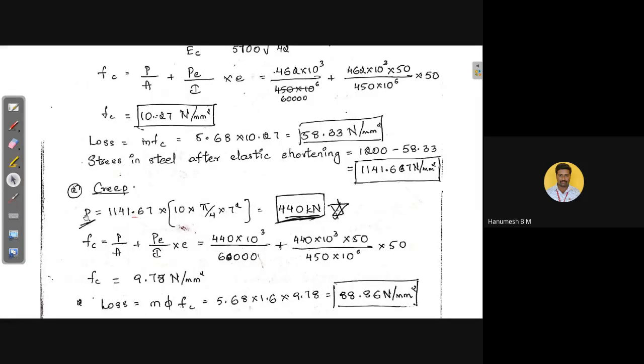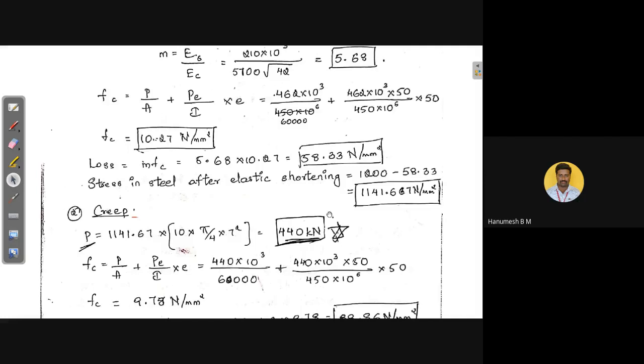Now the pre-stressing force, that is the pre-stressing force in the cable after allowing for the elastic deformation or elastic shortening, is equal to stress in the cable multiplied by area of the cable. Stress in the cable, it is excluding the elastic shortening losses, 1141.67 into π d square by 4 into number of wires. Now the pre-stressing force will be equal to 440 kilonewton. First initial force in the cable 462 ಇತ್ತು.